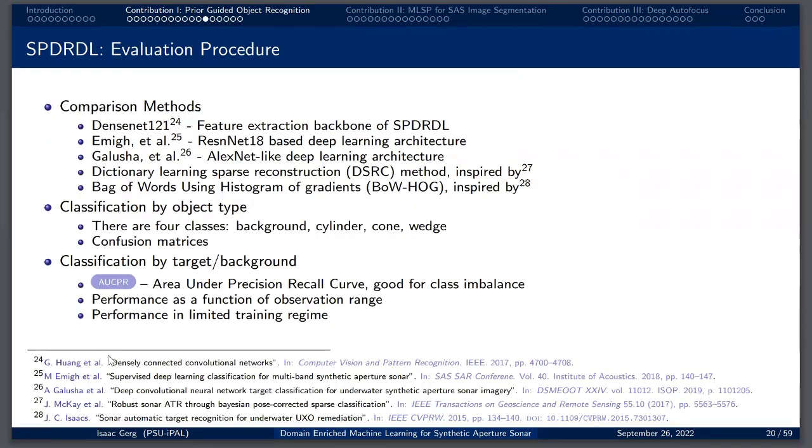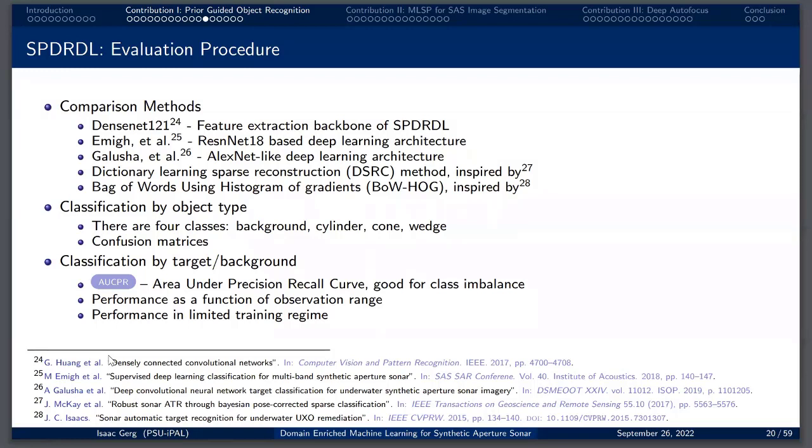We're going to compare against several existing methods, including 3 deep learning methods, of which one includes the backbone that we use for our feature extraction network. We're also going to train 2 shallow learning methods, a dictionary method and a bag of words method, both of which have been used specifically for SAS.